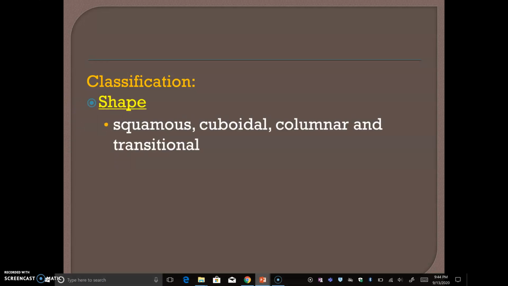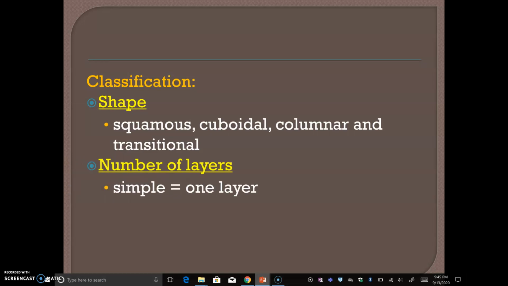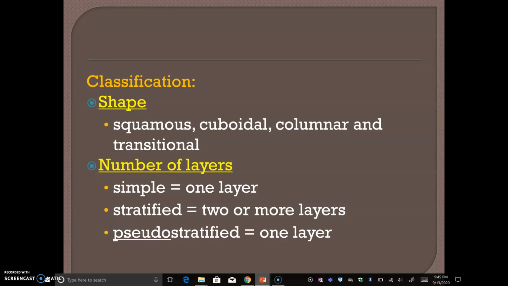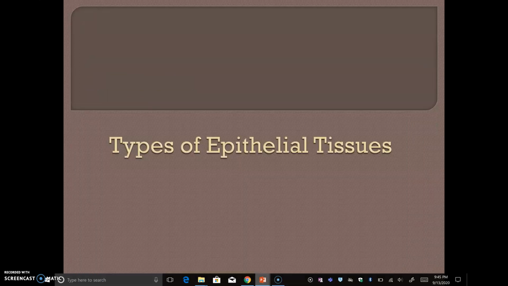With epithelial tissue, you're going to hear different types of classification terms. These include different shape terms: squamous, cuboidal, columnar, and transitional. Those are all words that describe shape. Number of layers is another classification term that you're going to hear. Simple is equal to 1 layer. Stratified is 2 or more layers. And then pseudostratified is actually only 1 layer, but we're going to see the difference in a very specific tissue that we're going to be talking about.